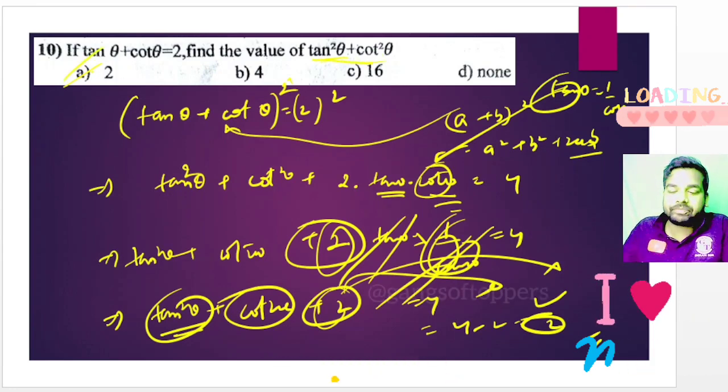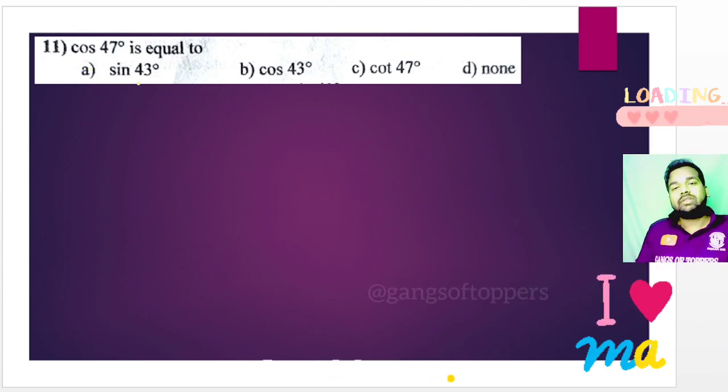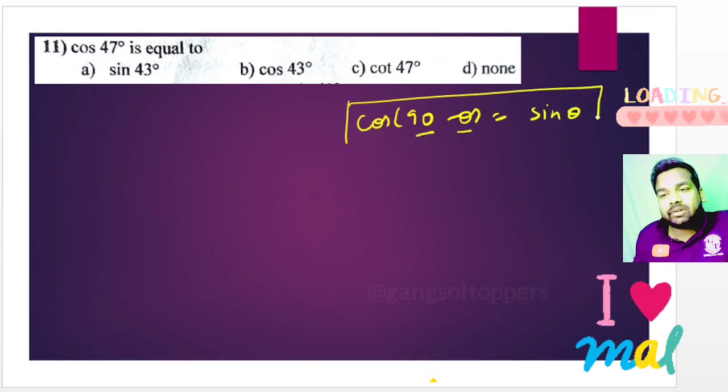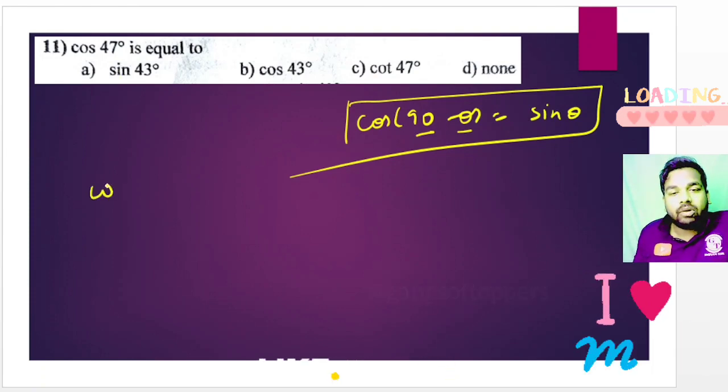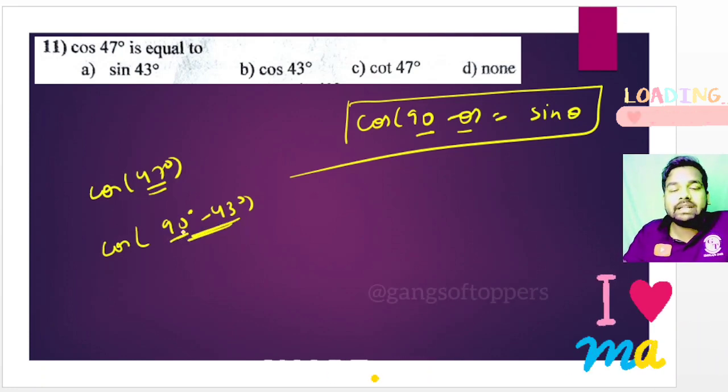So we get the value of tan square theta plus cot square theta as 2. Okay. Now the next question is also from trigonometry. I think everybody knows the concept that cos of 90 minus theta is going to become sin theta. Just apply this concept. Since it is given cos 47 degree, we can write instead of 47 degree, 90 minus 43, which is going to become 47.